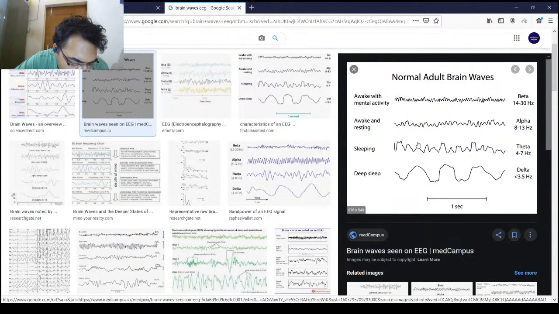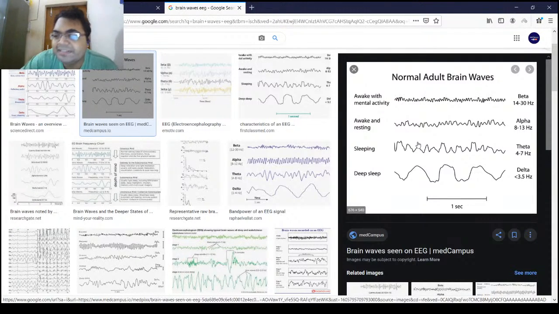So delta wave is below 3.5, its range is 0.5 to 3.5 hertz. That is the frequency of delta wave. They are very, very slow, and you can say they are generated in deepest meditation and in very, very deep sleep.